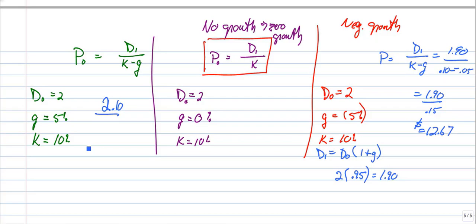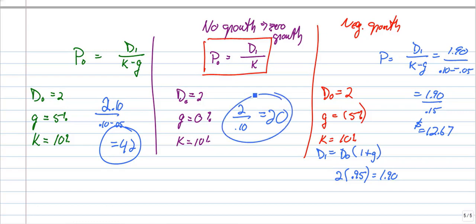So let's take a look at this here real quick. We had $42 when there was growth. When there was no growth, we had 2 over 10%, which is 20. So it makes sense to us intuitively, doesn't it, that we're going to pay more for a stock that has positive growth than one that has no growth, and we'd pay more for one that has no growth than one that has negative growth.